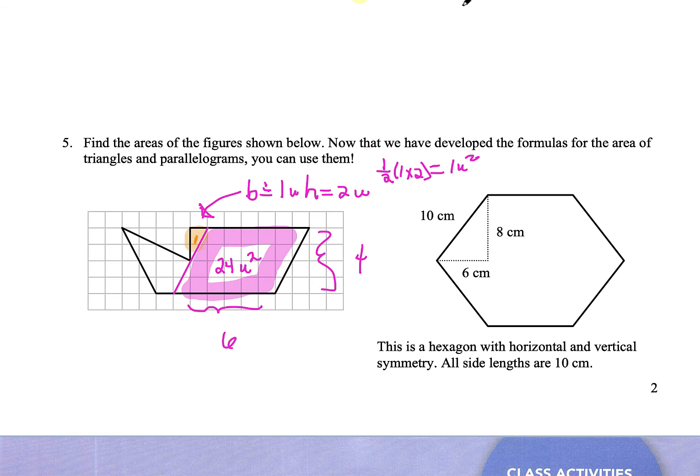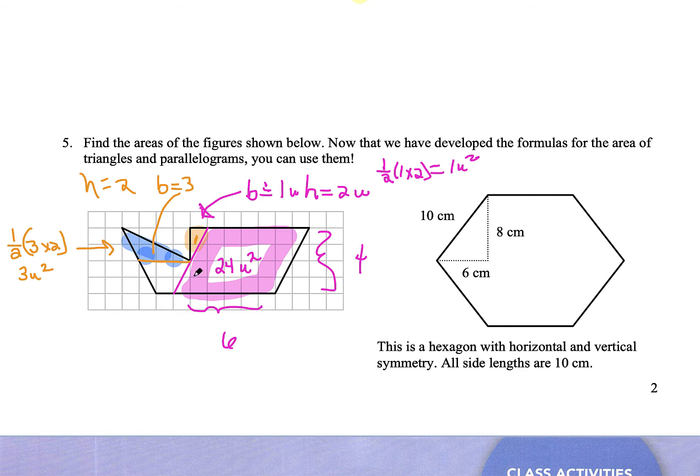What else do we have? Well, we can take and divide this into another triangle. And so we know that this has a base of 1, 2, 3 and a height of 2. So 1/2, 3 times 2 is going to give us our area here. So this is going to be 3 square units. Shade that in with a different color.